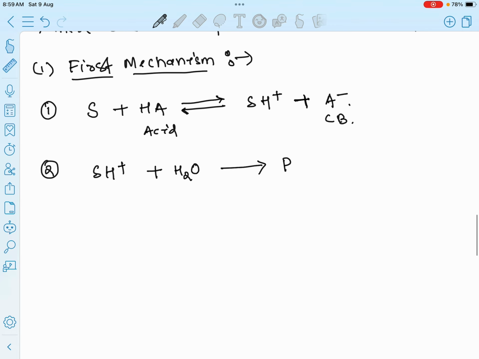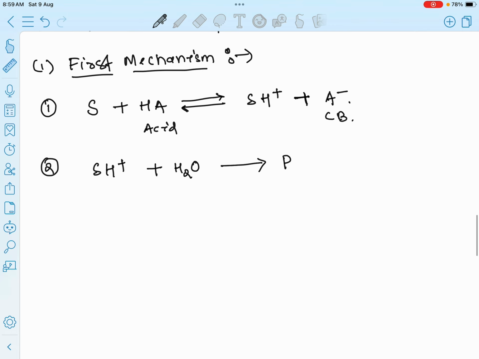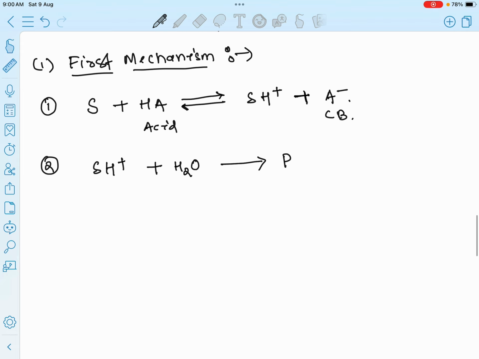In case of your ester, it is converted to acid and alcohol. In case of your keto, after the removal of H plus, it gets converted to the enol form. That is the final product which I am talking about. And obviously the H plus will be released, forming H3O plus.